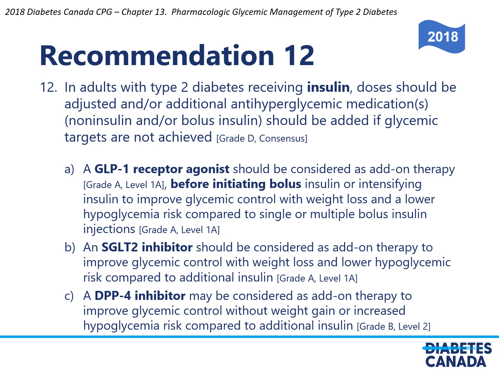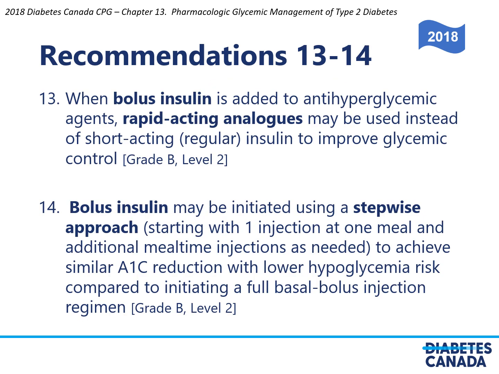An SGLT2 inhibitor should be considered as add-on therapy to improve glycemic control with weight loss and lower hypoglycemic risk compared to additional insulin. A DPP-4 inhibitor may be considered as add-on therapy to improve glycemic control without weight gain or increased hypoglycemia risk compared to additional insulin. Recommendation 13, when bolus insulin is added to antihyperglycemic agents, rapid-acting analogs may be used instead of short-acting insulin to improve glycemic control.